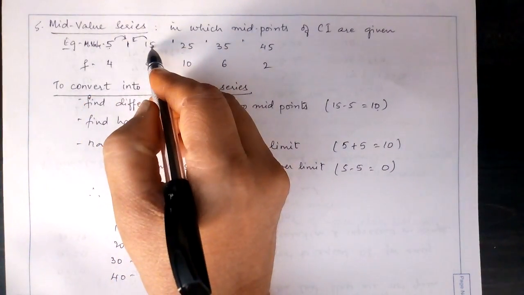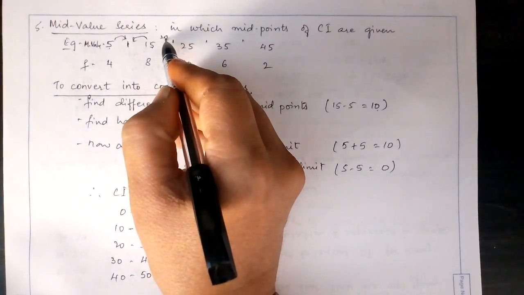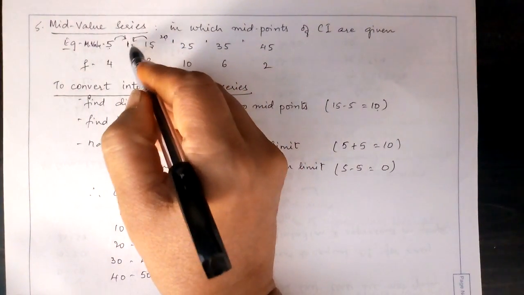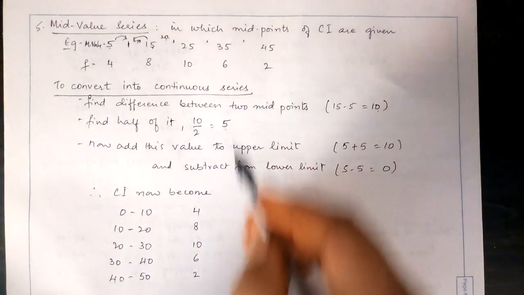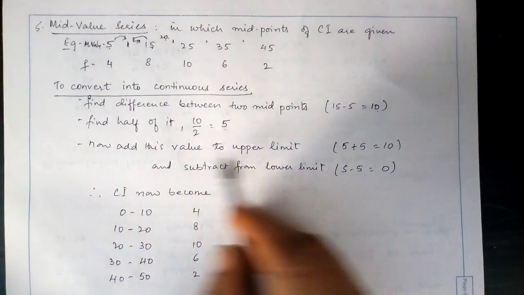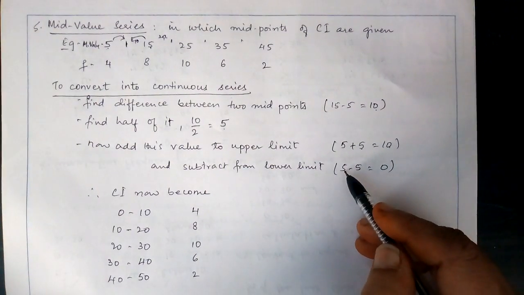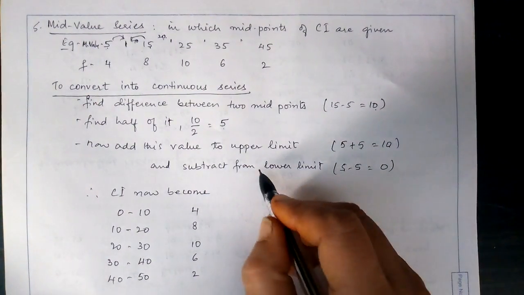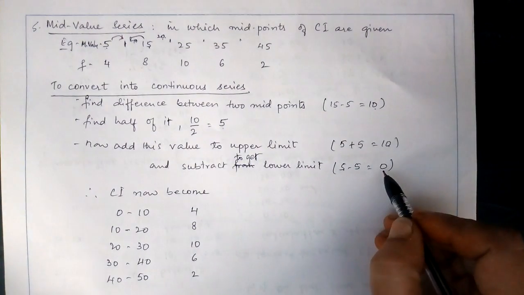So add 5 to 15, that will become 20. So 20 becomes the upper limit. Subtract 5, 10. So 10 is the lower limit. So 10 to 20 will be your class interval. I think that's clear. Now add the value to the upper limit, 5 plus 5 equal to 10, and subtract to get the lower limit, 5 minus 5 equal to 0.